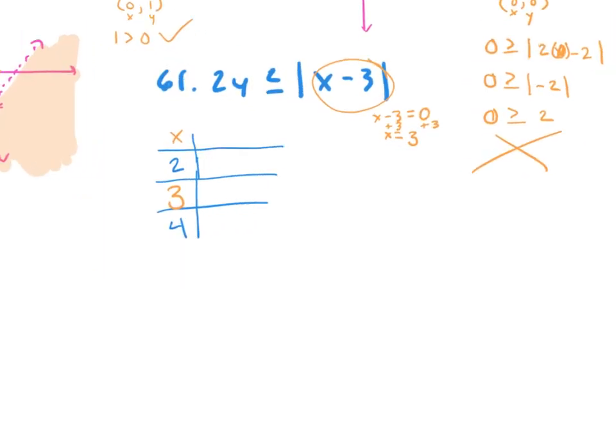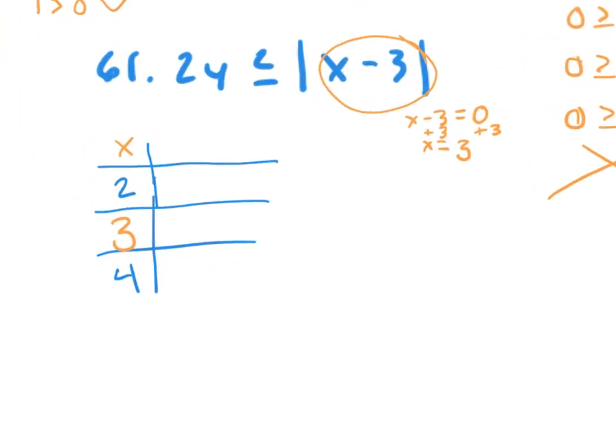For our equation, I'm going to divide both sides by 2. That way we have y is equal to something. That way it helps us when we plug in all 3 of these numbers. So I'm going to divide both sides by 2 just to get that 2 to the other side. So y is less than or equal to the absolute value of x minus 3 over 2.